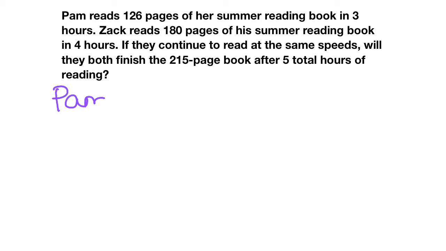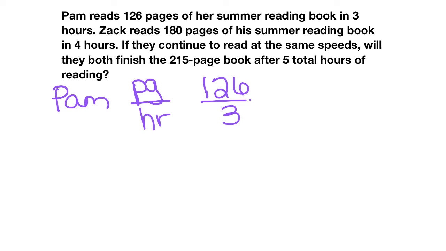If we start with Pam, we could use her information to find out how many pages she is able to read in 1 hour. In order to do that, we want to take her pages and divide it by the time. So for Pam, 126 pages divided over 3 hours tells us that Pam can read 42 pages per hour.